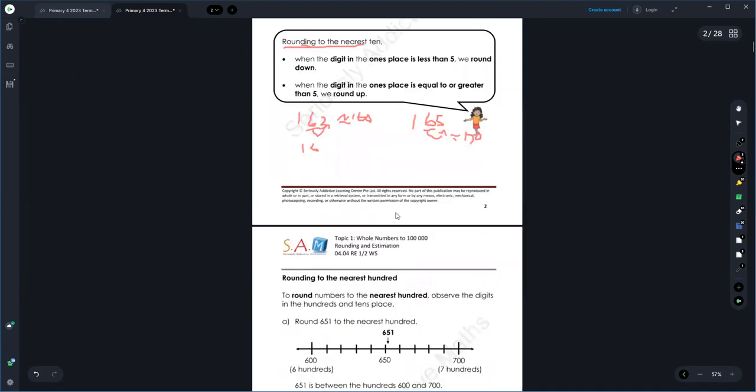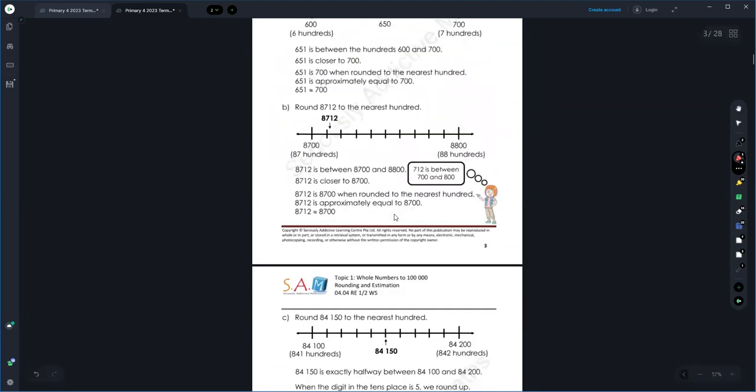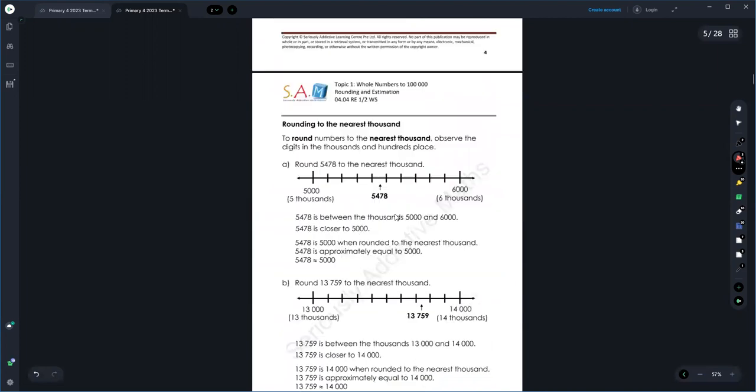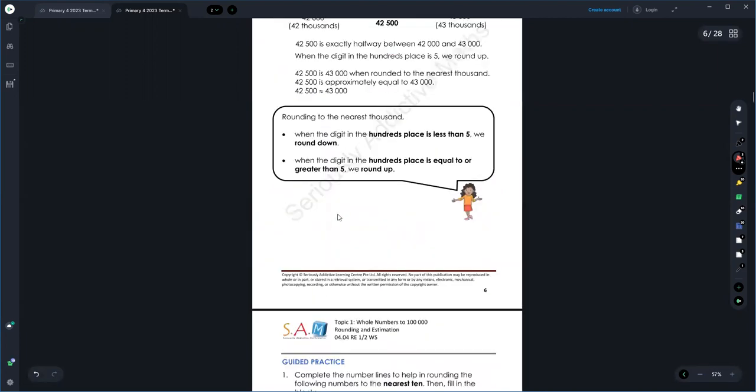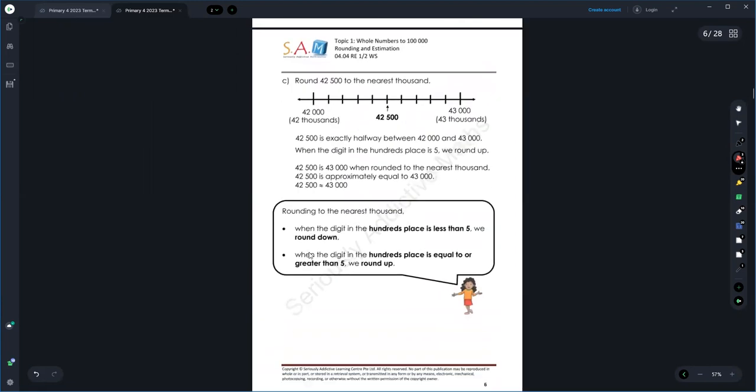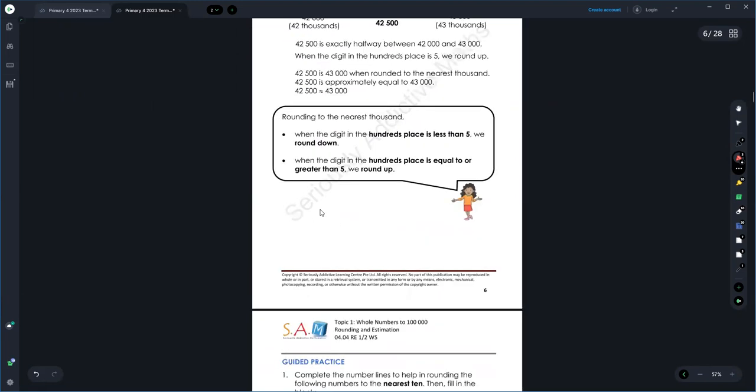I think this is an important method to teach them, right? So the rest are actually the same along the way, whether it's hundreds or thousands. It's the same philosophy, the same concept.